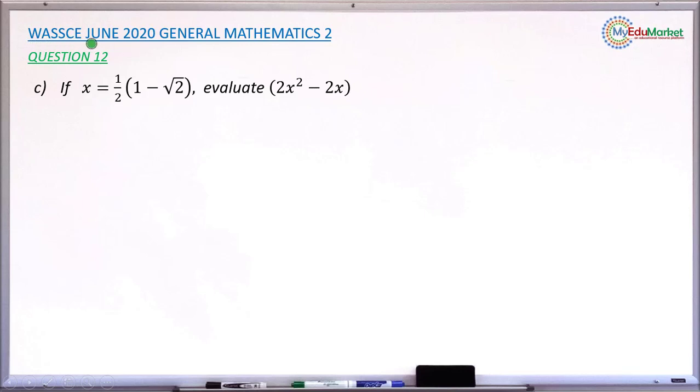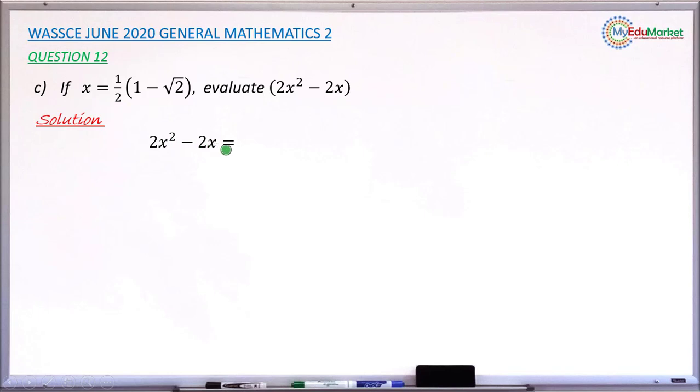This is WAEC June 2020 General Mathematics Paper 2, and we are answering question number 12C. The question says, if x is equal to 1 over 2 into 1 minus root 2, evaluate the expression 2x squared minus 2x. So let's attempt to answer this question together, copying the given expression. That is 2x squared minus 2x equals to.